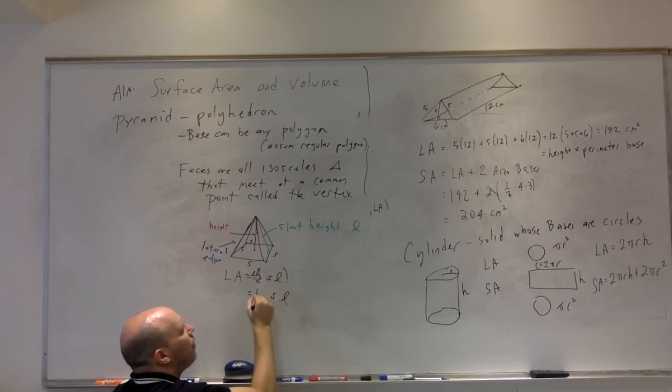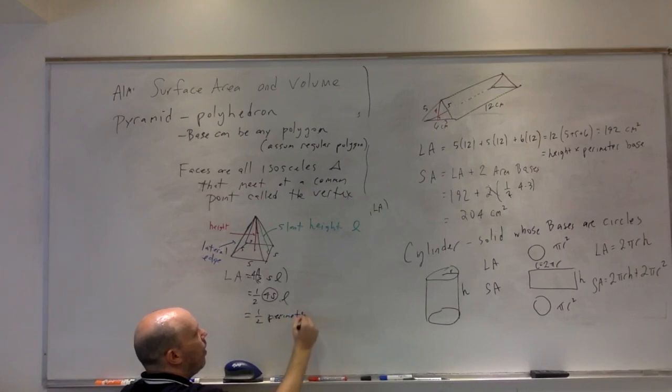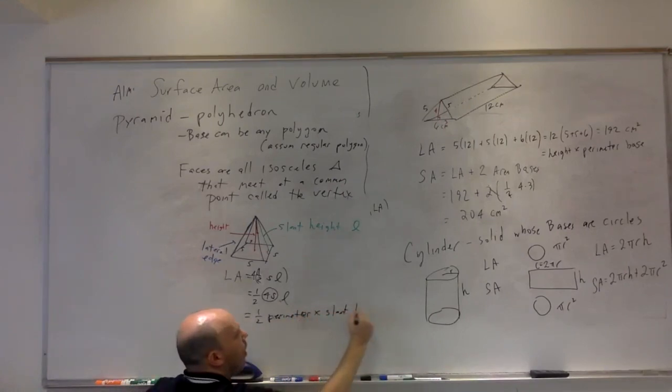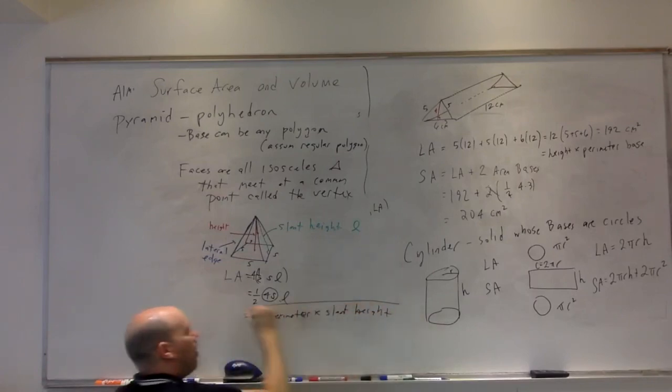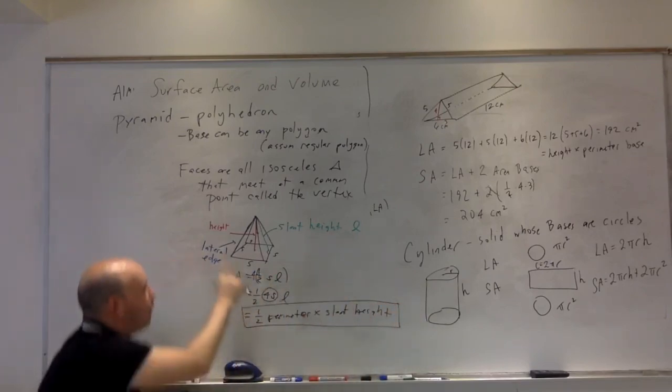Let's manipulate this a little bit. 1/2 times 4s. Well, 4s is the perimeter. So 1/2 times the perimeter times the slant height. And that's the lateral area of a pyramid.